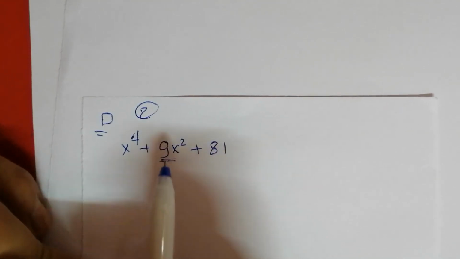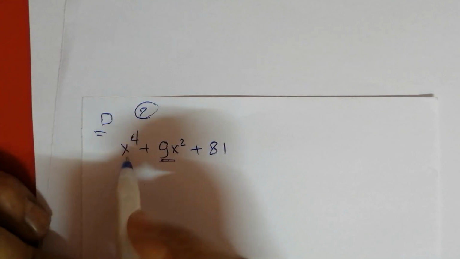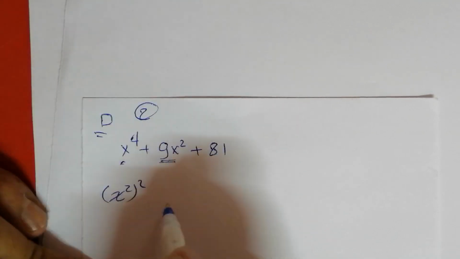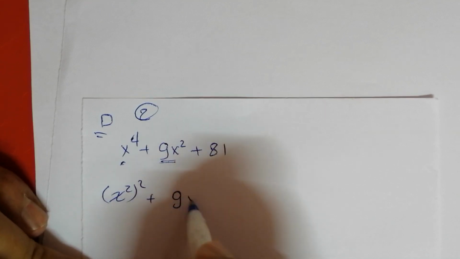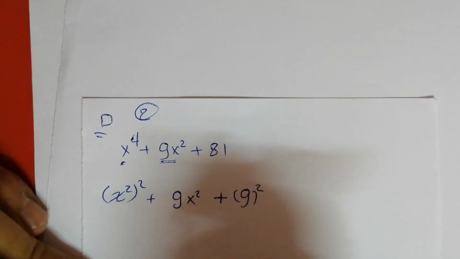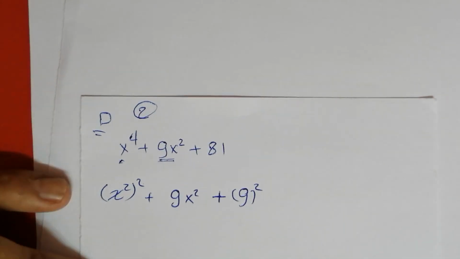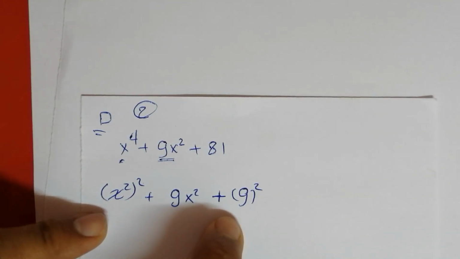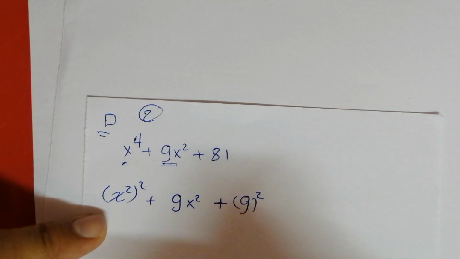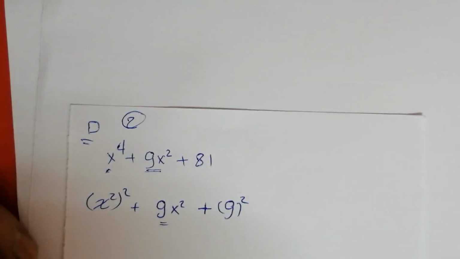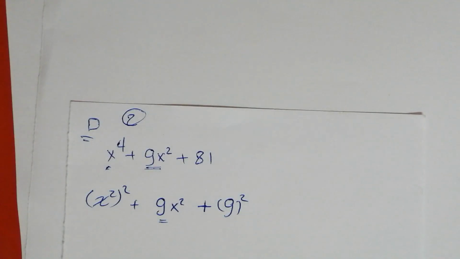Why? Because we have x power 4, which means x power 2 all squared, and the third term is 81, which means 9 squared. So the middle term should be 2 by 9 by x squared. But we have only 1 by 9 by x squared. So we are going to add 9x squared and subtract it.